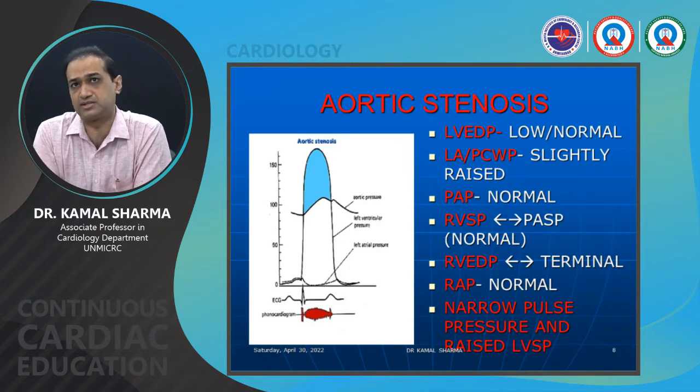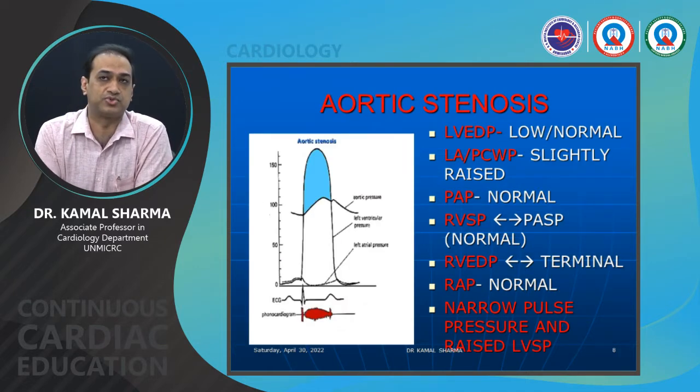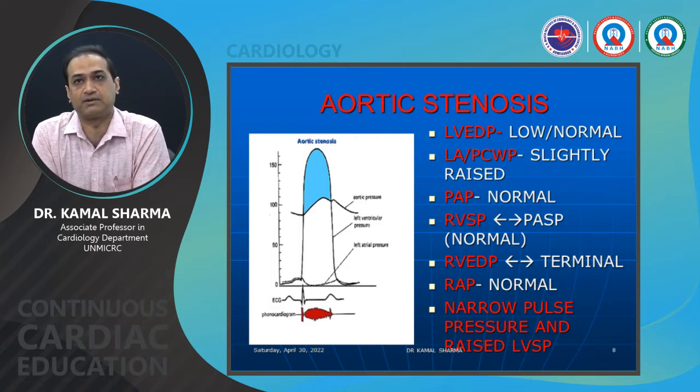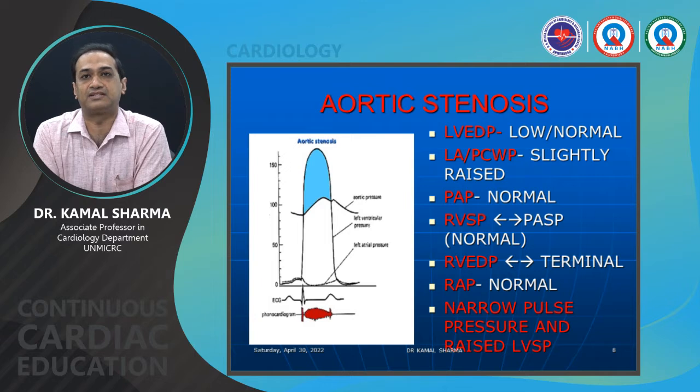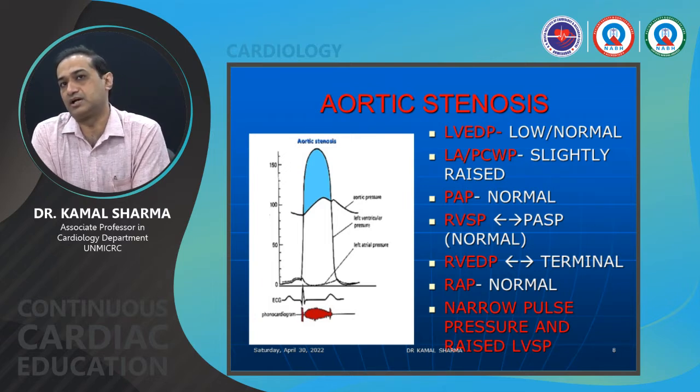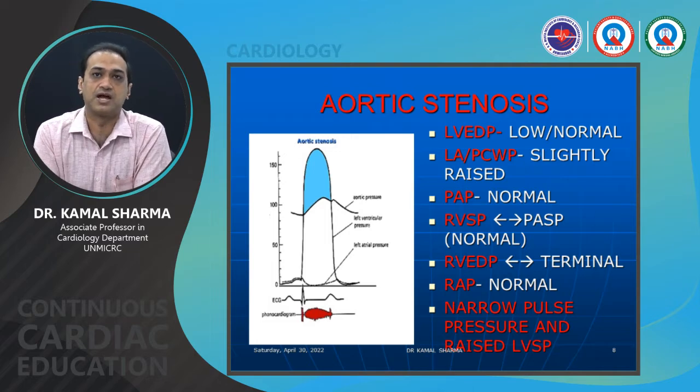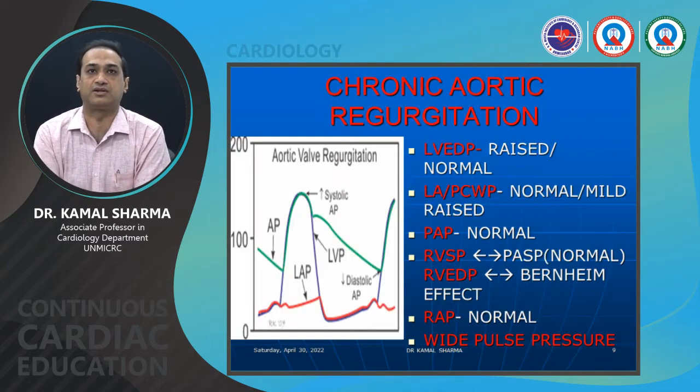In aortic stenosis, LV end diastolic pressure is usually low or normal, LA pressure rises slightly, and PA pressures again remain normal, with RVSP and PA systolic being reflective of each other. RV end diastolic pressure, if raised, is usually terminal, and RA pressure is usually normal, because otherwise it would suggest associated tricuspid valve disease. Normal or narrow pulse pressure and raised LV systolic pressures are pathognomonic of aortic stenosis.